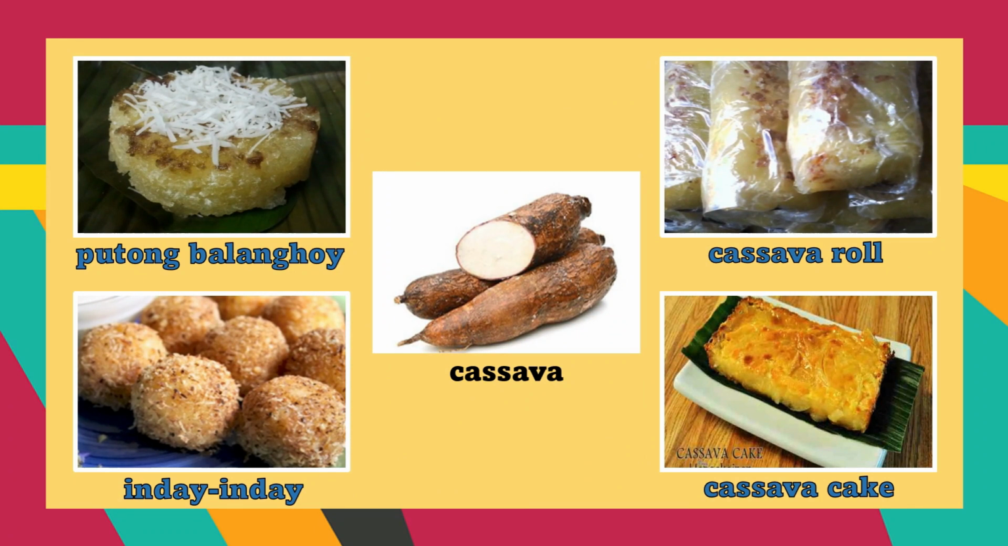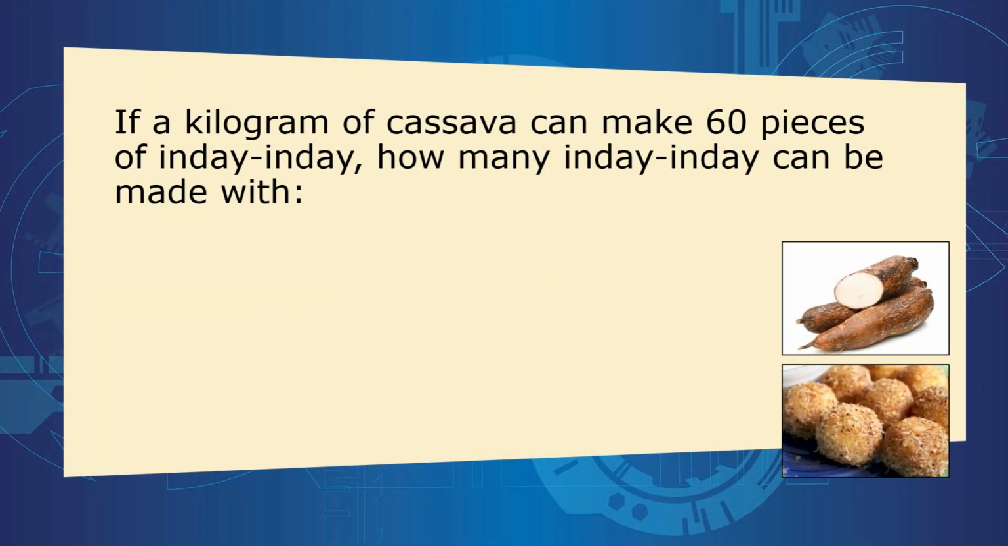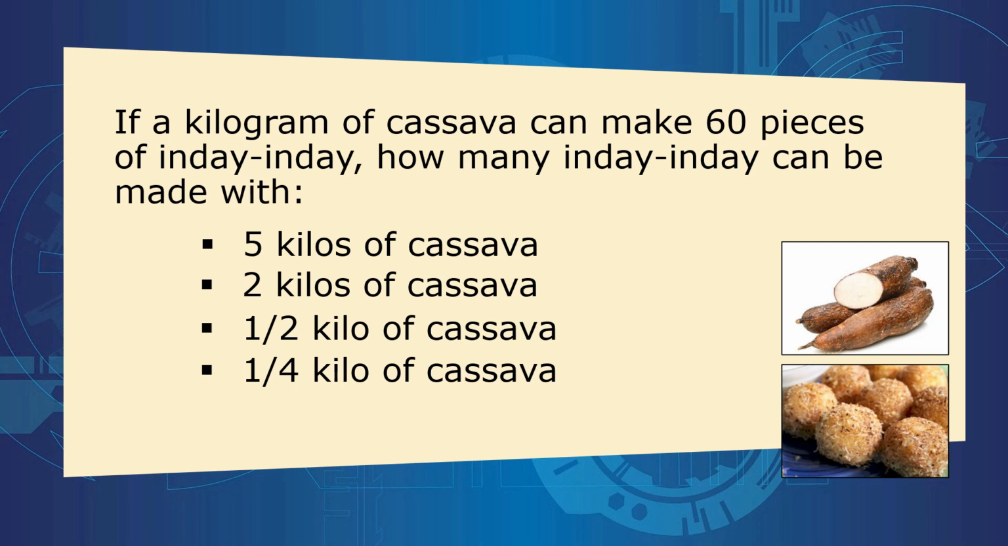In this video lesson, we are going to discuss how to solve problems involving direct variation. And for you to understand the lesson well, we will use these cassava-based recipes as examples. Are you ready? Let's begin. Let us have this activity. If a kilogram of cassava can make 60 pieces of inday-inday, how many inday-inday can be made with 5 kilos of cassava, 2 kilos of cassava, 1/2 kilo of cassava, and 1/4 kilo of cassava?